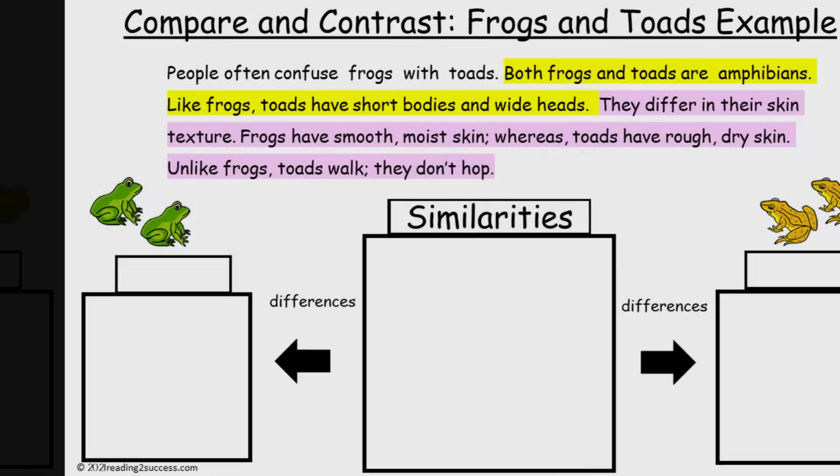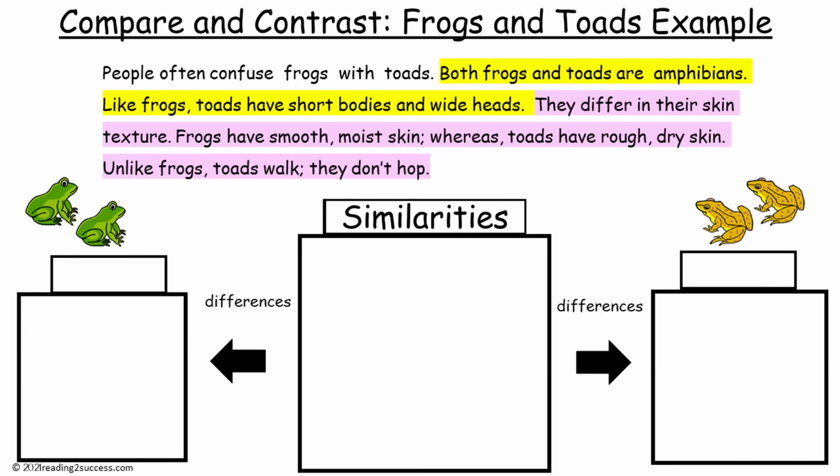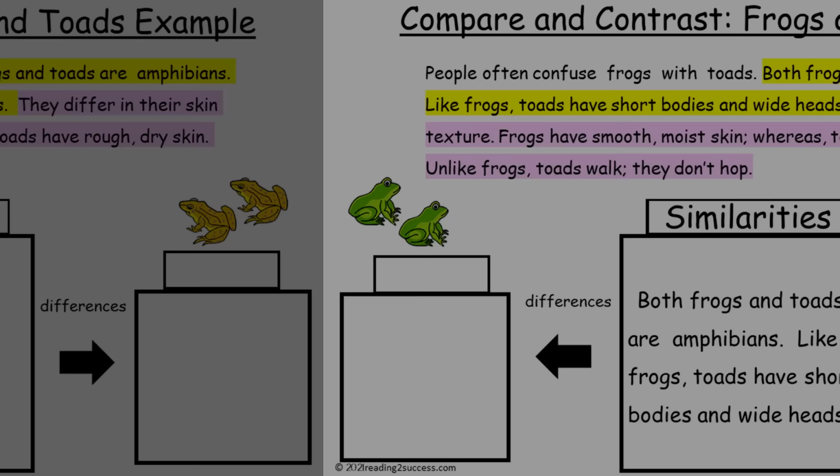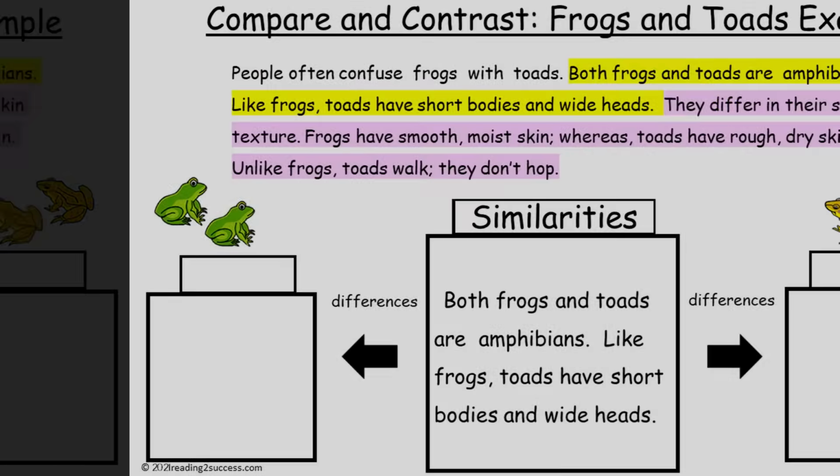Then in pink, highlight how they are different. They differ in their skin texture. Frogs have smooth, moist skin, whereas toads have rough, dry skin. Unlike frogs, toads walk. They don't hop. First, have kids fill in the similarities. Then have kids fill in the differences about their skin. And then how they move. Frogs hop and toads walk.